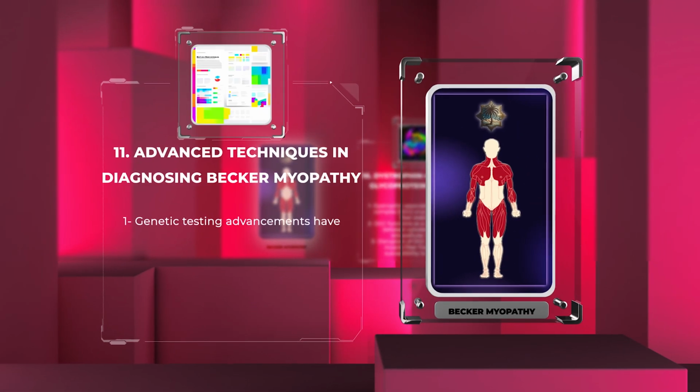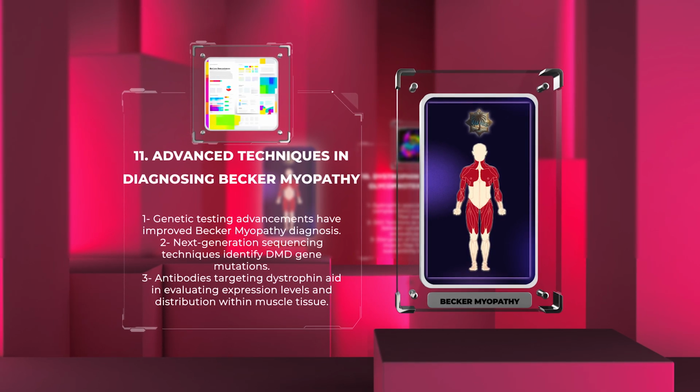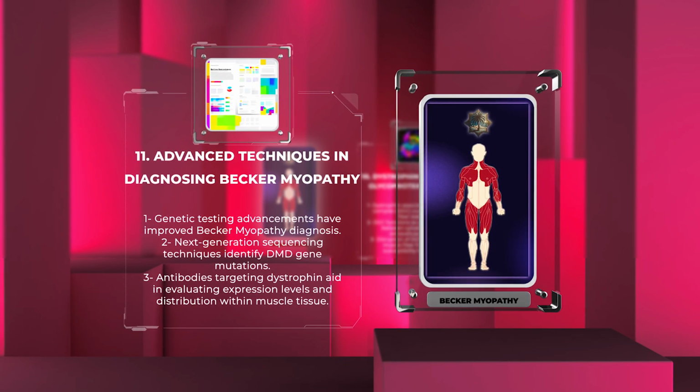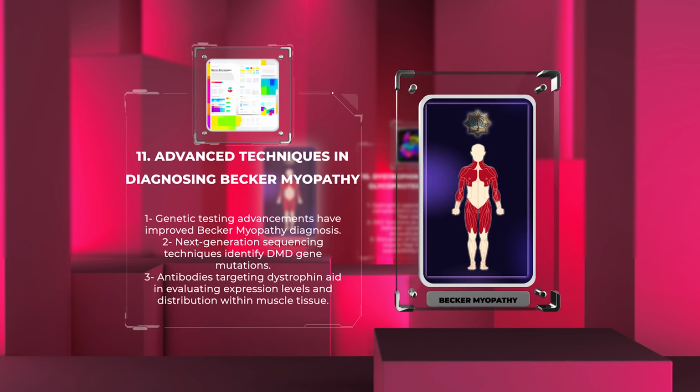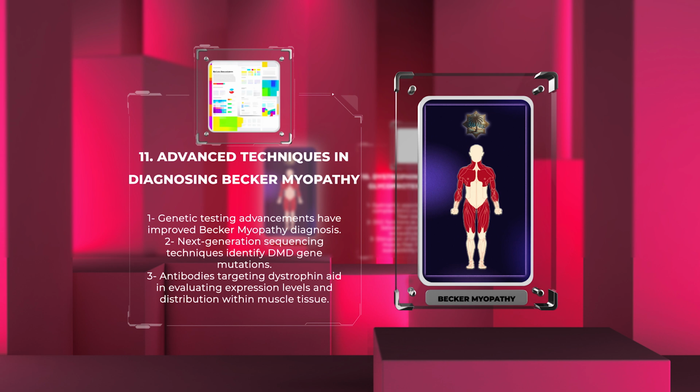Advancements in genetic testing have significantly improved the diagnosis of Becker myopathy. Next-generation sequencing techniques, including whole exome sequencing, allow for the identification of DMD gene mutations, facilitating early and accurate diagnosis. Additionally, the development of antibodies targeting specific regions of dystrophin protein aids in the evaluation of dystrophin expression levels and distribution within muscle tissue.